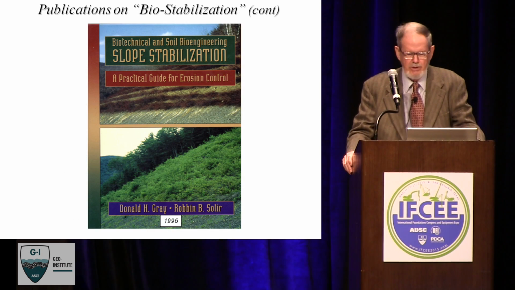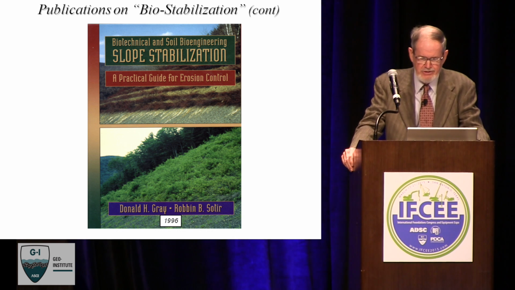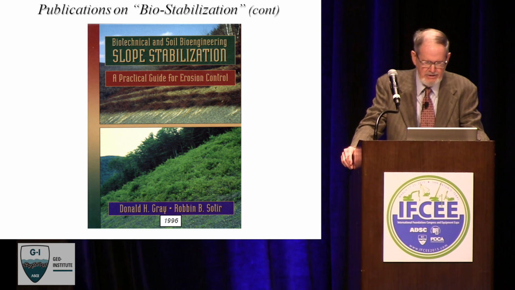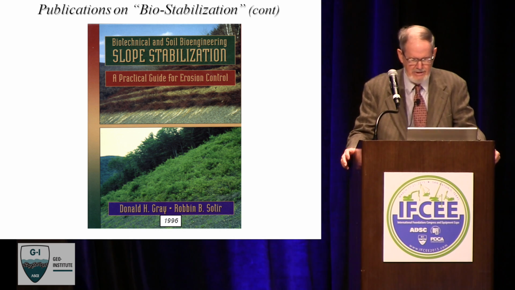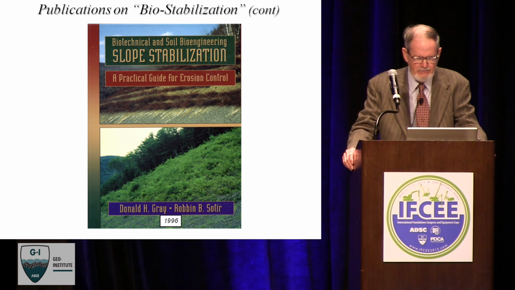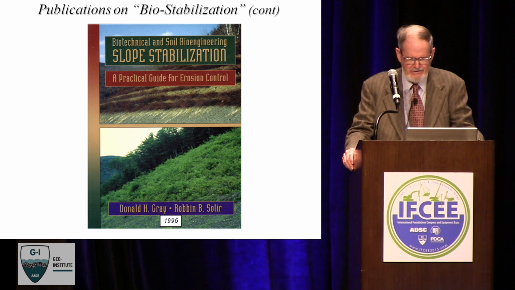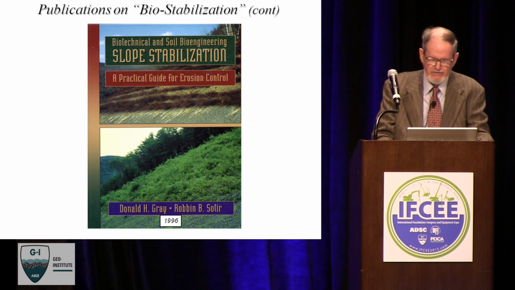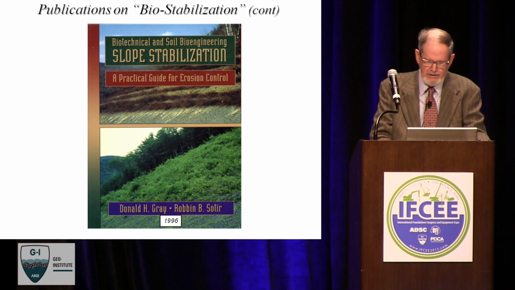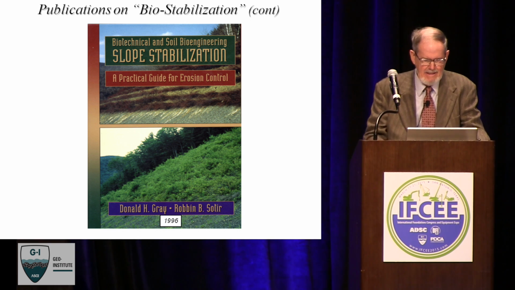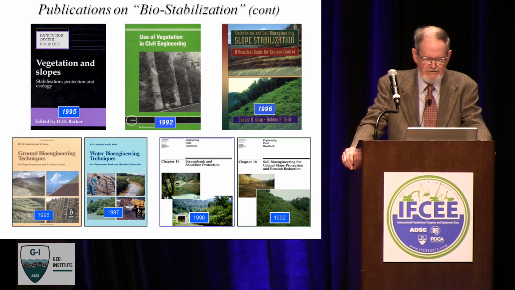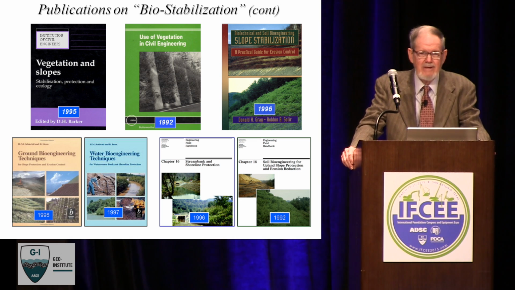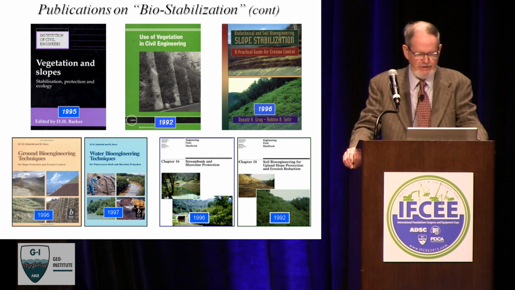I co-authored another book on biostabilization in 1996 with Robin Sotier, who I mentioned was a consultant and early pioneer in the field. This book was subsequently translated into Japanese and Chinese and published in both countries. Many other publications devoted to biostabilization soon followed, as shown in the next slide. In the mid-1990s, a number of books were published. These included guidelines and how-to-do-it manuals, published by both state and federal resource agencies.